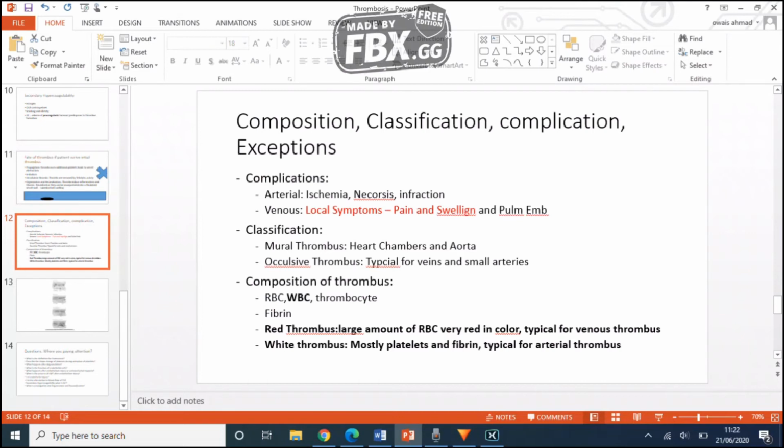You can get ischemia, you can get necrosis or infarction. Then classifications. Now what we're going to talk about is going to be classifications. So what are the different types?